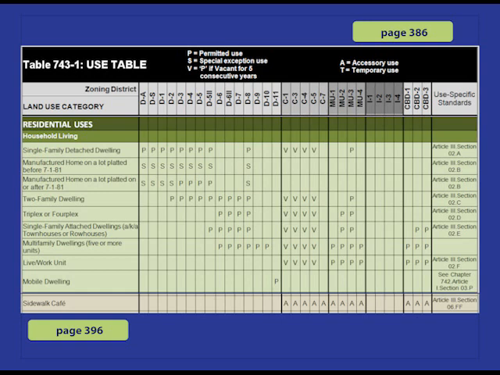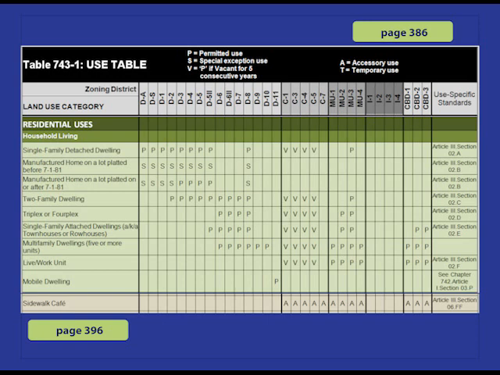Finally, to look at on this table is the secondary dwelling unit. We'll talk more about this later, but I want you to note here what residential districts it's permitted in, and that's DA through D5-2, as well as D8, and it's also permitted as an accessory use in the mixed use 2 and mixed use 3 districts.